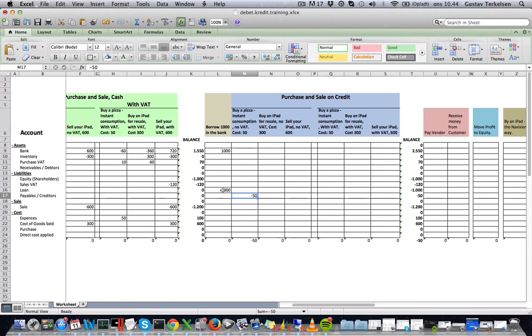So we owe the pizza guy 50, and this has to be balanced off by a reduction in the value of the company, or actually the value that the shareholders have.